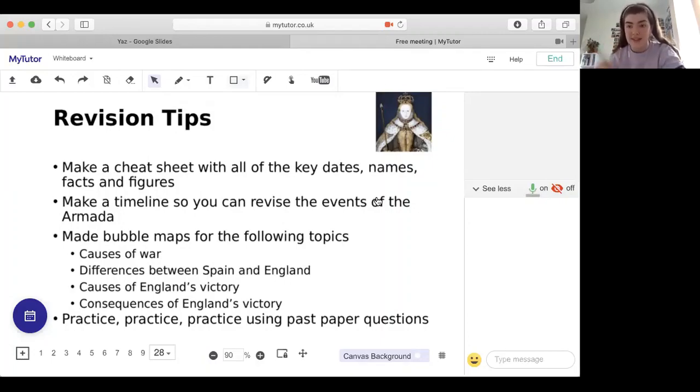You've got a lot of dates, you've got a lot of figures, and you've got a lot of names, as we've seen as we've gone through. So making sure that you know who's who is going to be really key for making sure you can get your head around the Spanish Armada, because it can be quite difficult sometimes.